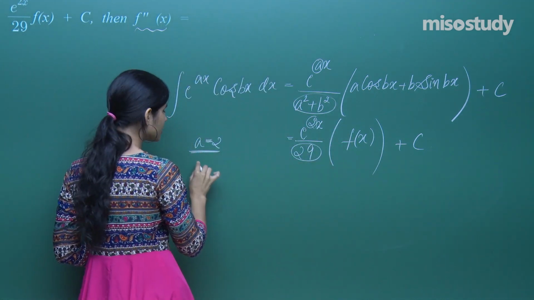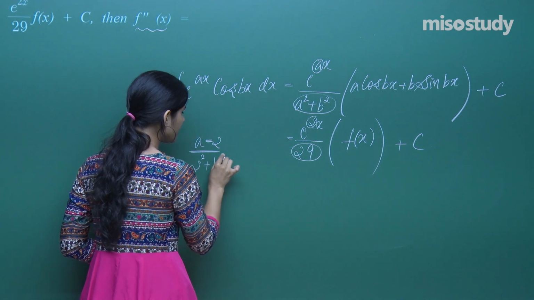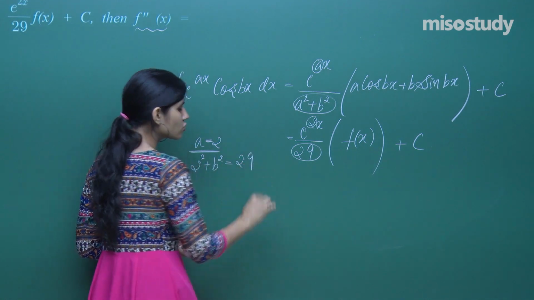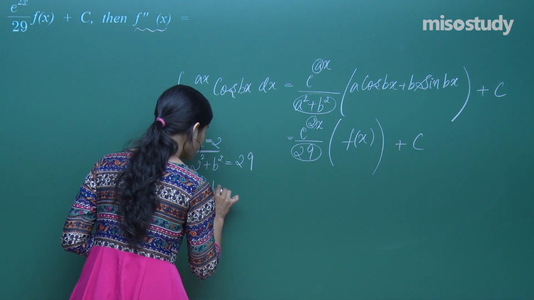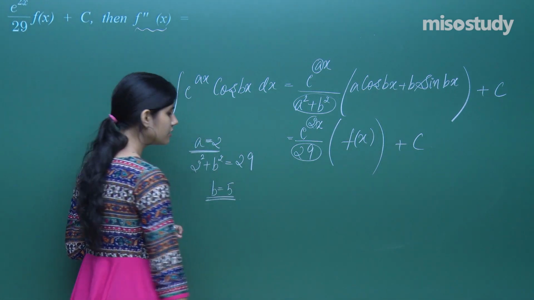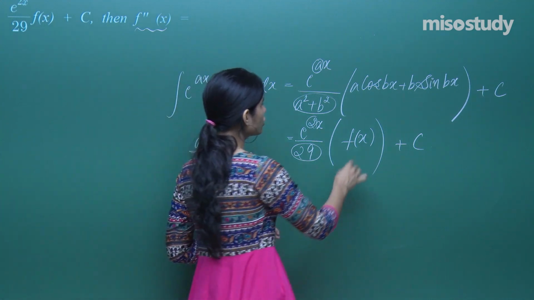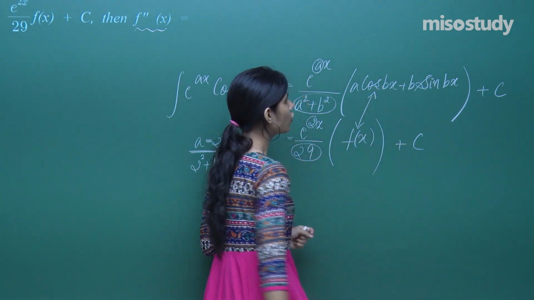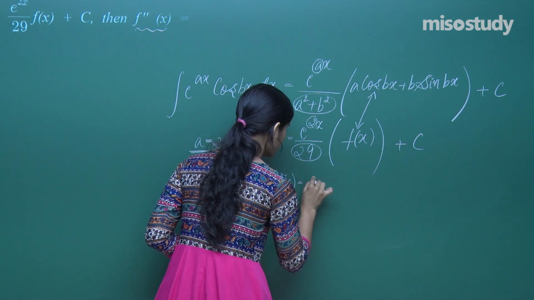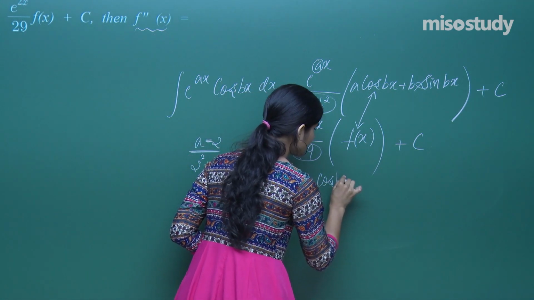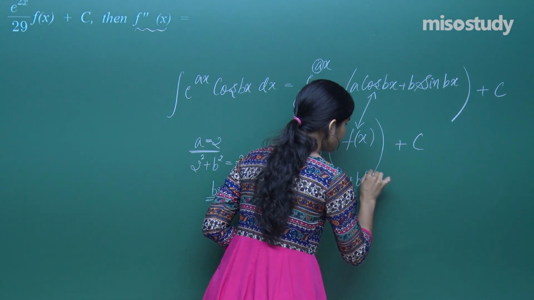If a square plus b square is 29, I get 2 square plus b square is 29. So b square is 29 minus 4, that is 25, so b is 5. A is 2, b is 5. Also, if you compare, you get f(x) is a cos bx plus b sin bx.